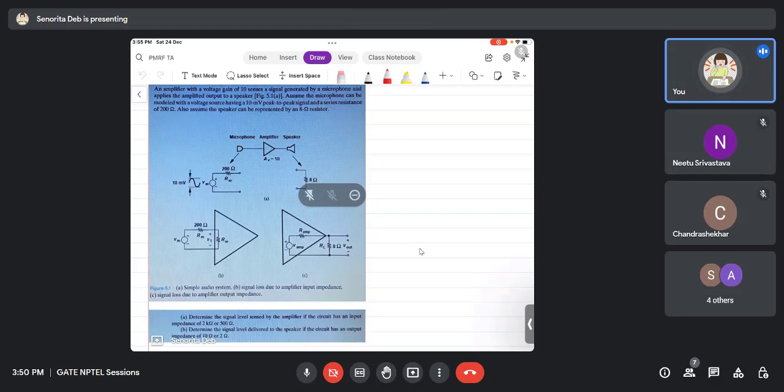So anyone who can tell what this question is about, what is to be done? Chandrasekhar, did you try? No, ma'am. Okay. And what about you, Neetu?